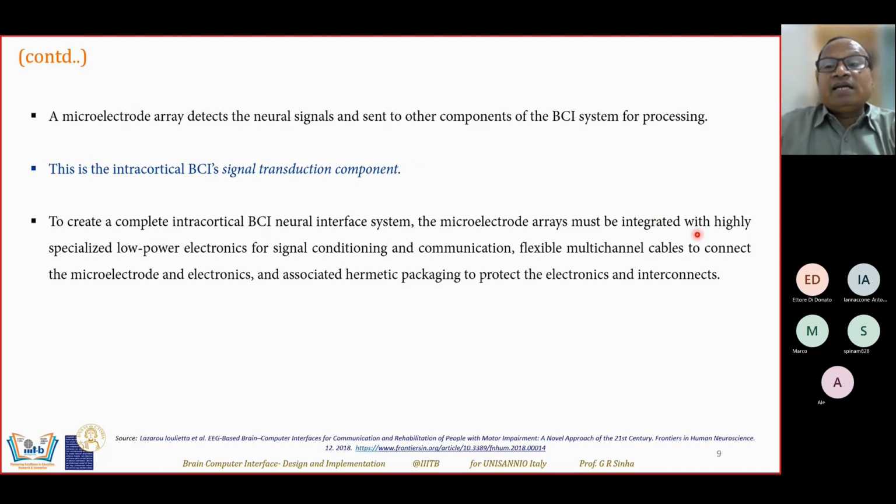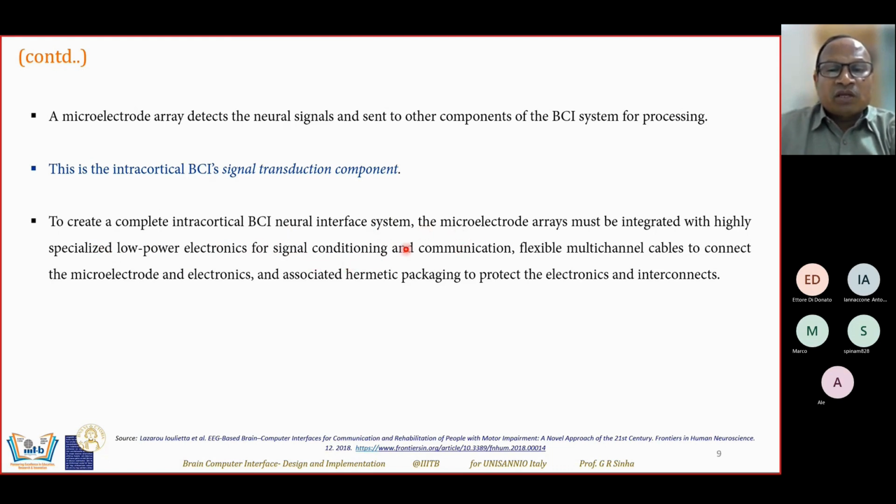The arrays are integrated with highly specialized low power electronics for signal conditioning. Remember, when we capture the brain signal, even if you capture the ECG or other kind of signal, when you get the signal from the brain or from other parts of the body, it cannot be directly analyzed. It is subjected to a number of signal conditioning and signal processing electronic circuits. Therefore it goes to low power electronics for signal conditioning so that we can make the signal proper. We can remove the noise.